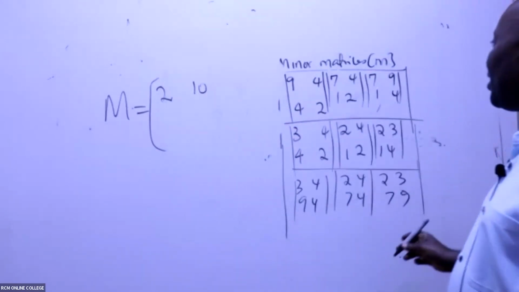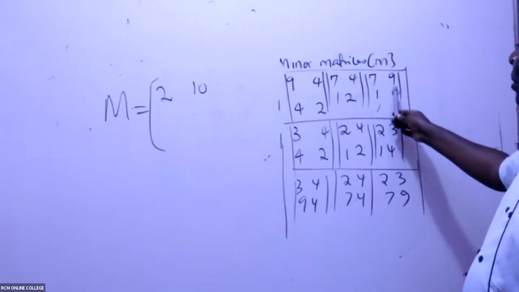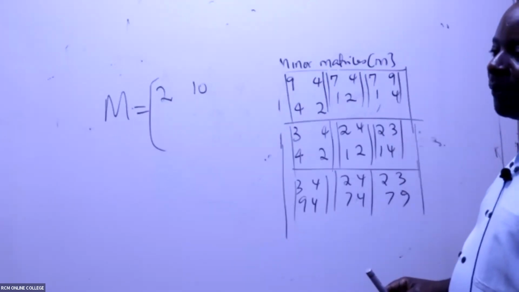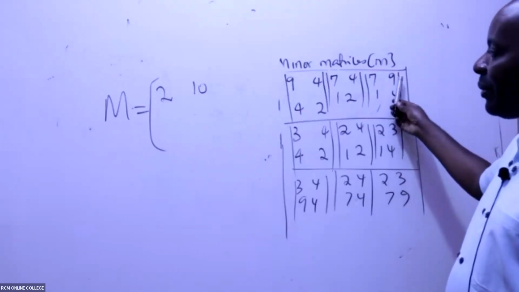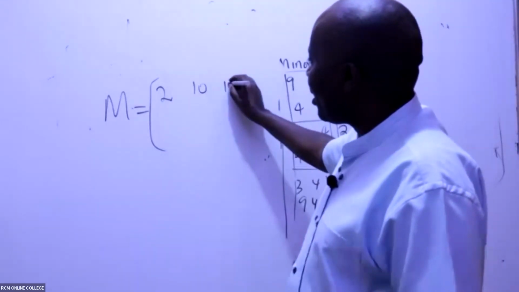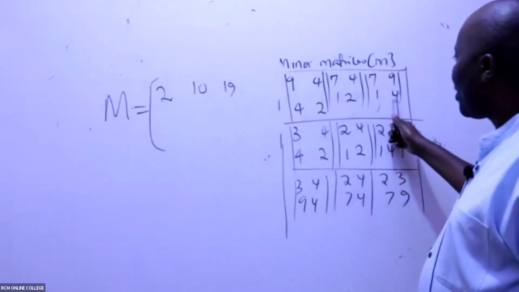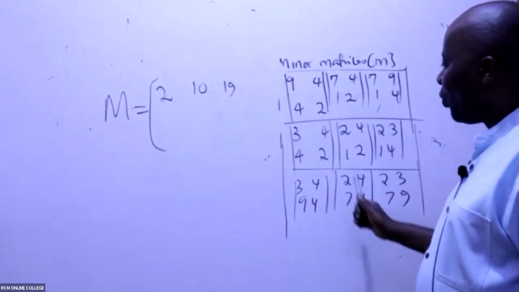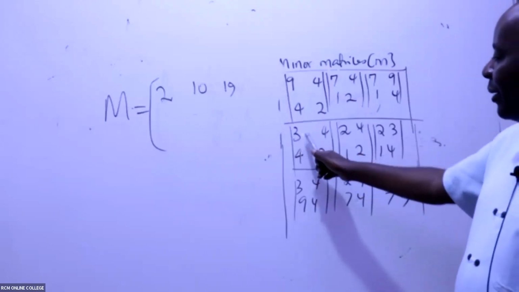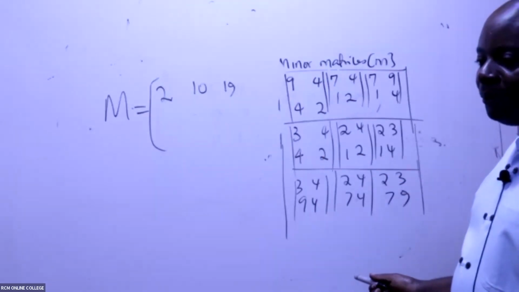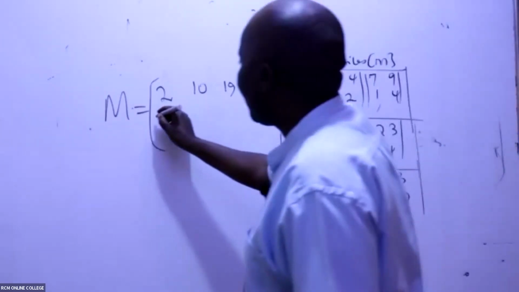From there, ladies and gentlemen, we shall be able to take the 7 times 4 minus 1 times 9. So 7 times 4 minus 1 times 9. What figure are we getting? I'm being told 19. 19, eh? So 7 times 4 minus 1 times 9 is 19. We come to this other matrix here. 3 times 2 minus 4 times 4. That gives us what figure? So minus 10. Thank you very much.